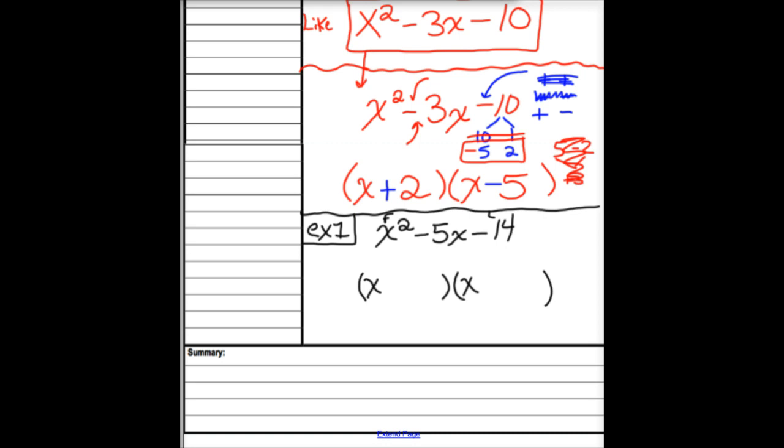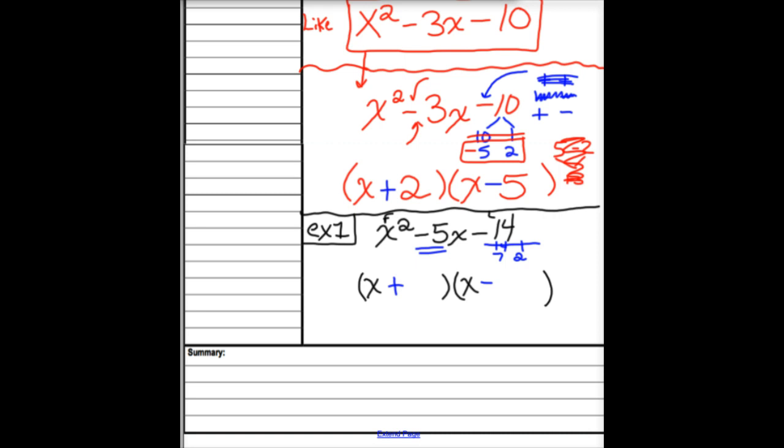Well, 14 doesn't have very many factors, so my choice is pretty limited. But 14 and 1 multiplied equal 14. 7 and 2 multiplied equal 14, and that's it. So I need to select the pair that can somehow give me a minus 5. Well, this is obviously out. Also, because this is ending in a negative 14, I know that I need to have one positive and one negative. I just have to be careful who gets to be who.